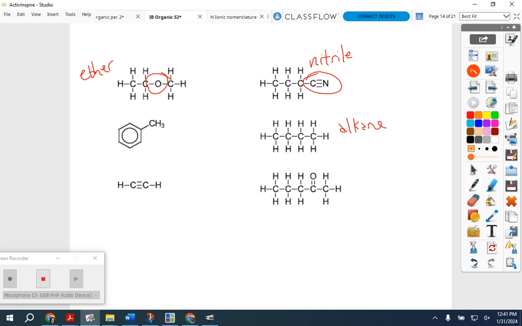If it doesn't have any double bonds, it doesn't have anything other than carbons and hydrogens, it's just an alkane. Kathy, what's this one? It's an arene, yep. And what is that functional group called? That's called a phenyl group, yep.